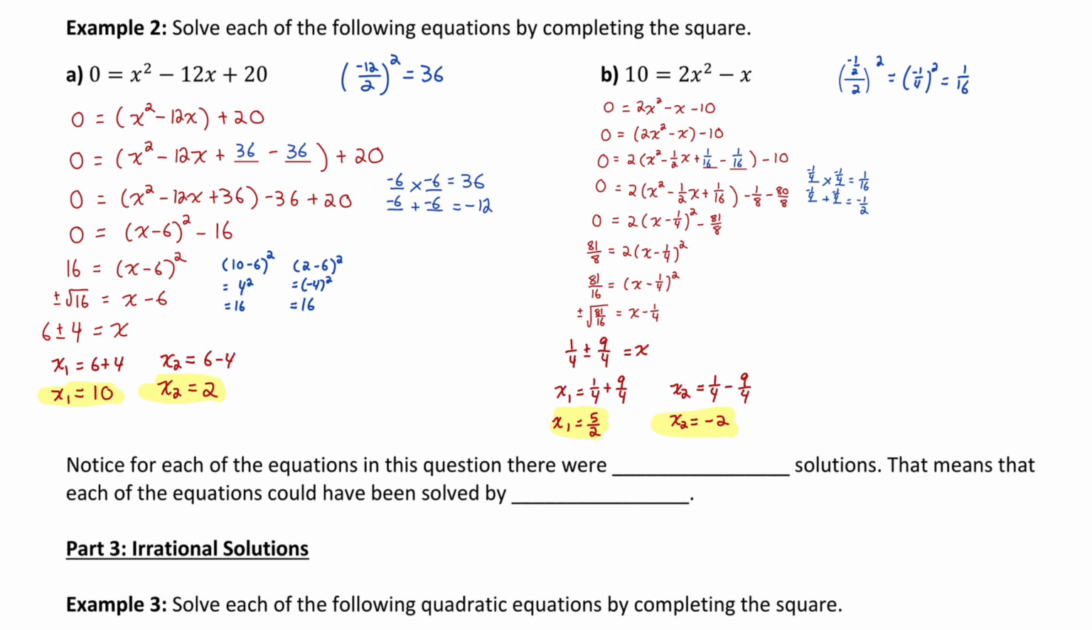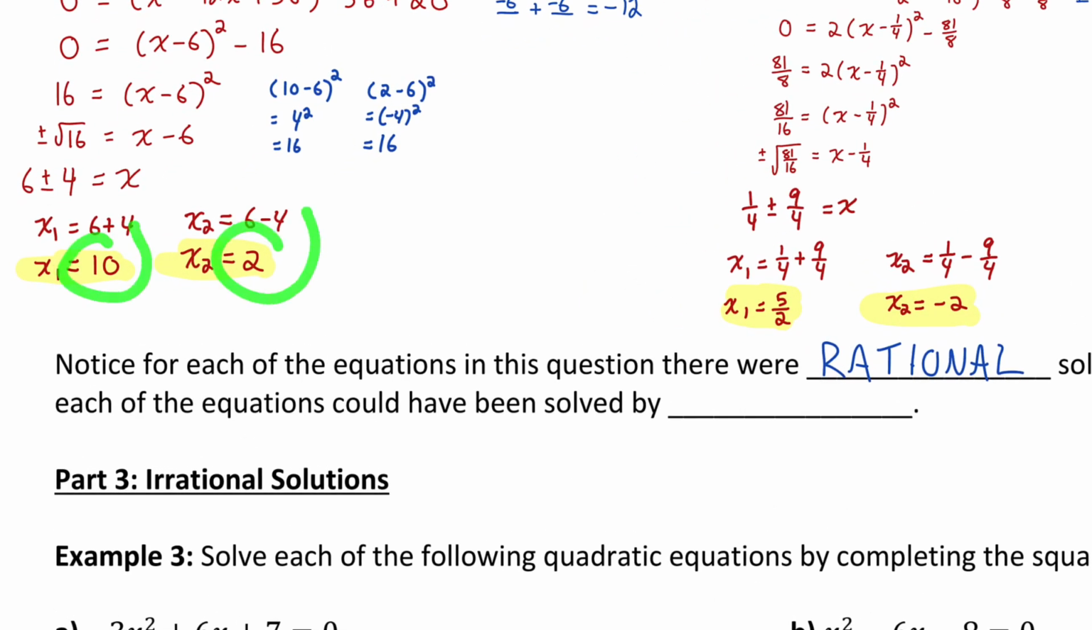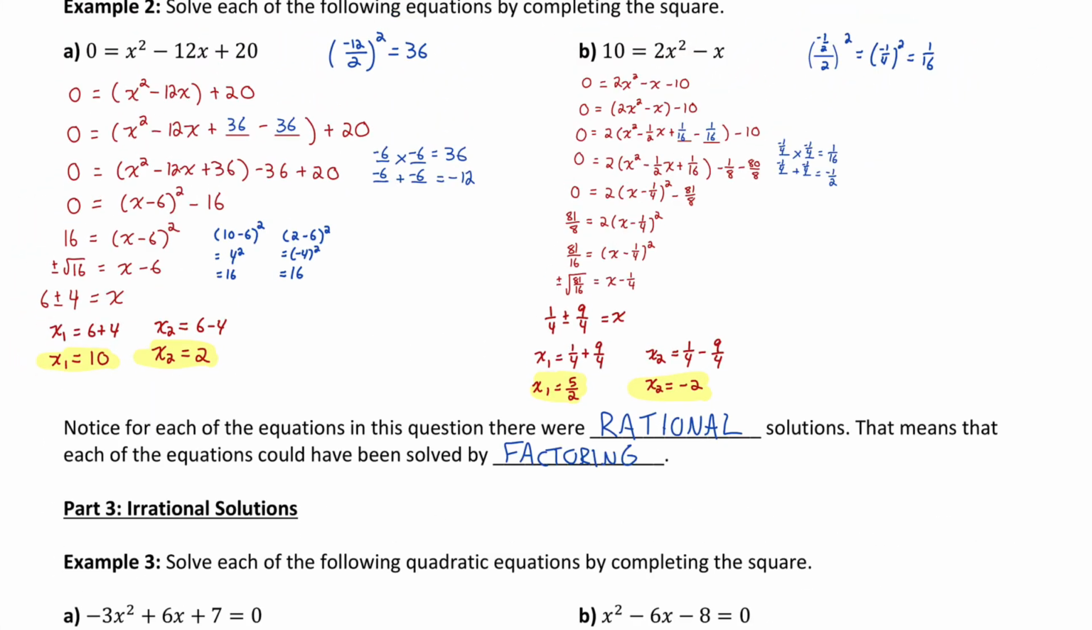But actually, we have a blank to fill out here. It says, notice for each of the equations in this question, there were rational solutions. And remember, a rational number is a number that can be expressed as a fraction. So 10, 2, 5 over 2, and negative 2 are all rational, which means both of the original equations could have been solved by factoring, which is what we did in lesson 1. Hopefully you noticed in lesson 1, all of the quadratic equations we solved had rational solutions.